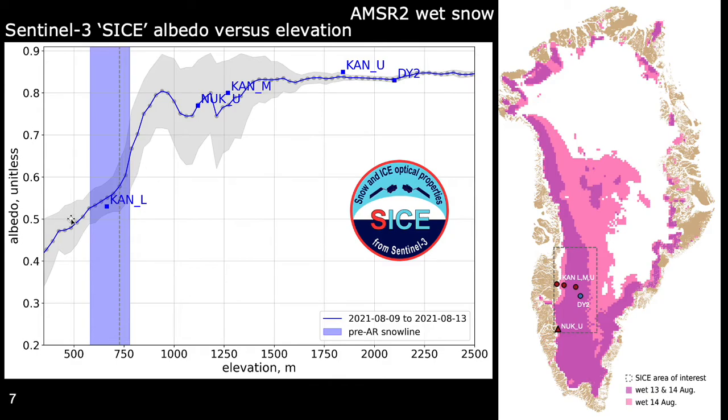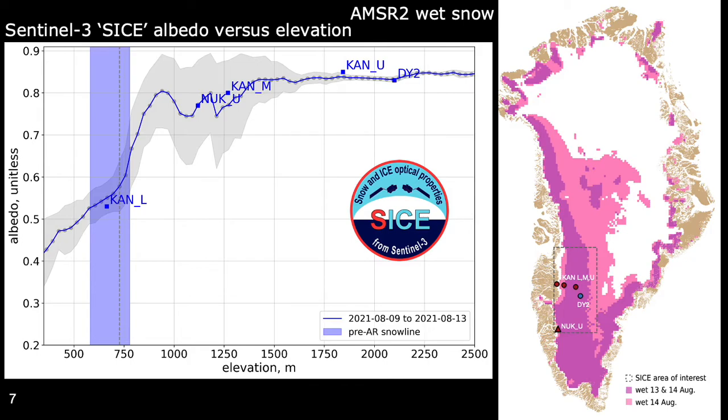The field data and the EO SICE albedo are shown here before the atmospheric river impact. So you have relatively high albedo at CAN-L, about 0.5, and then up in the snow area, we observe albedo around 0.8, and it's in agreement with the field data. Nice to see the satellite retrieval agreeing well.